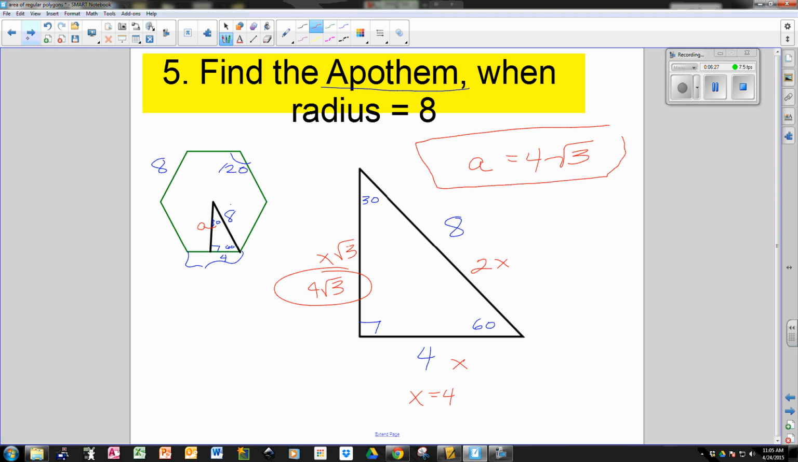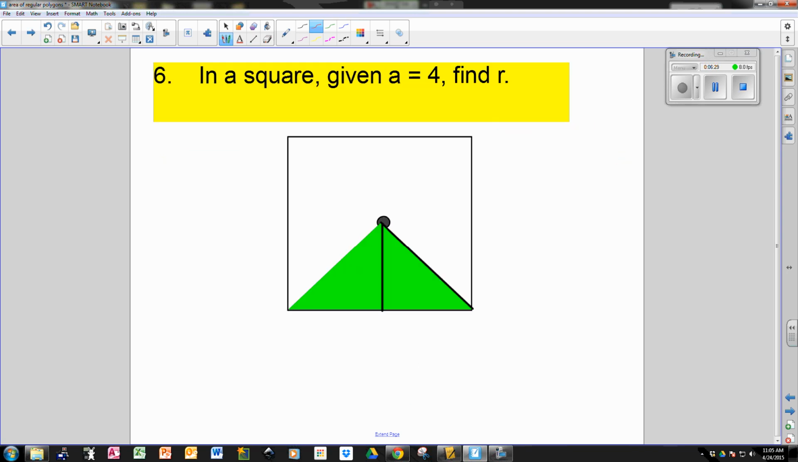Easy, easy. All right. In a square, we have lots of formulas we can use for squares. Just remember, in a square, when you cut this in half, remember it was 90. So when I cut it in half, now this is 45. Your apothem is 90 degrees to here. So it says, in a square, given that your apothem is 4.